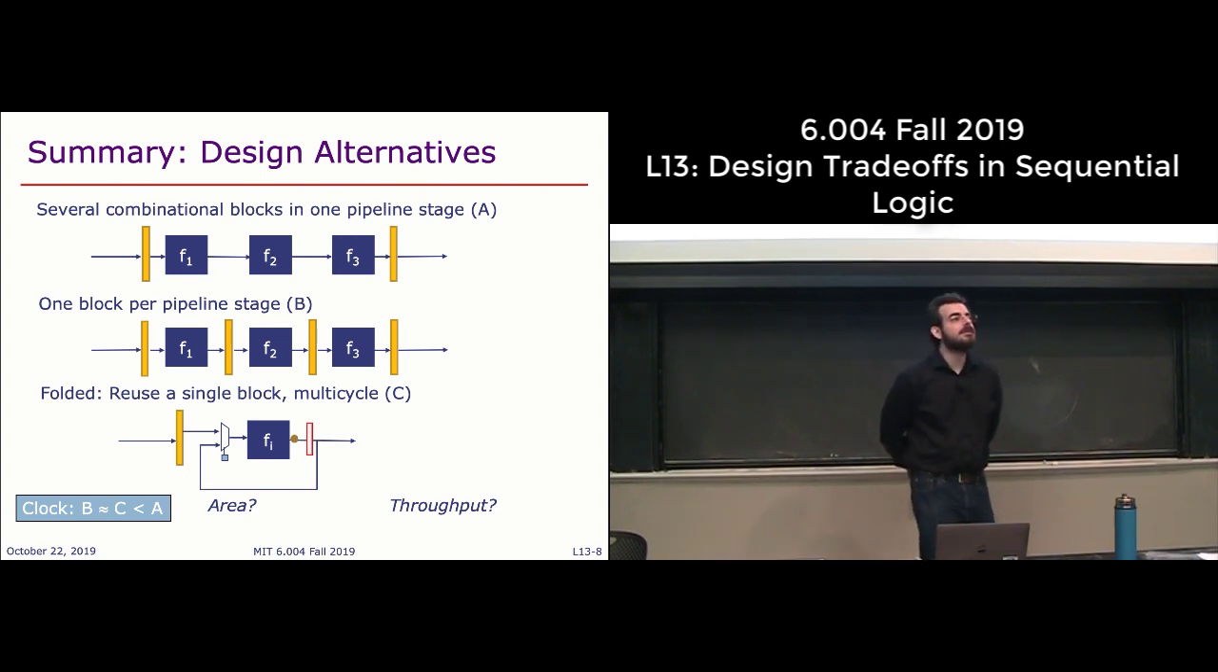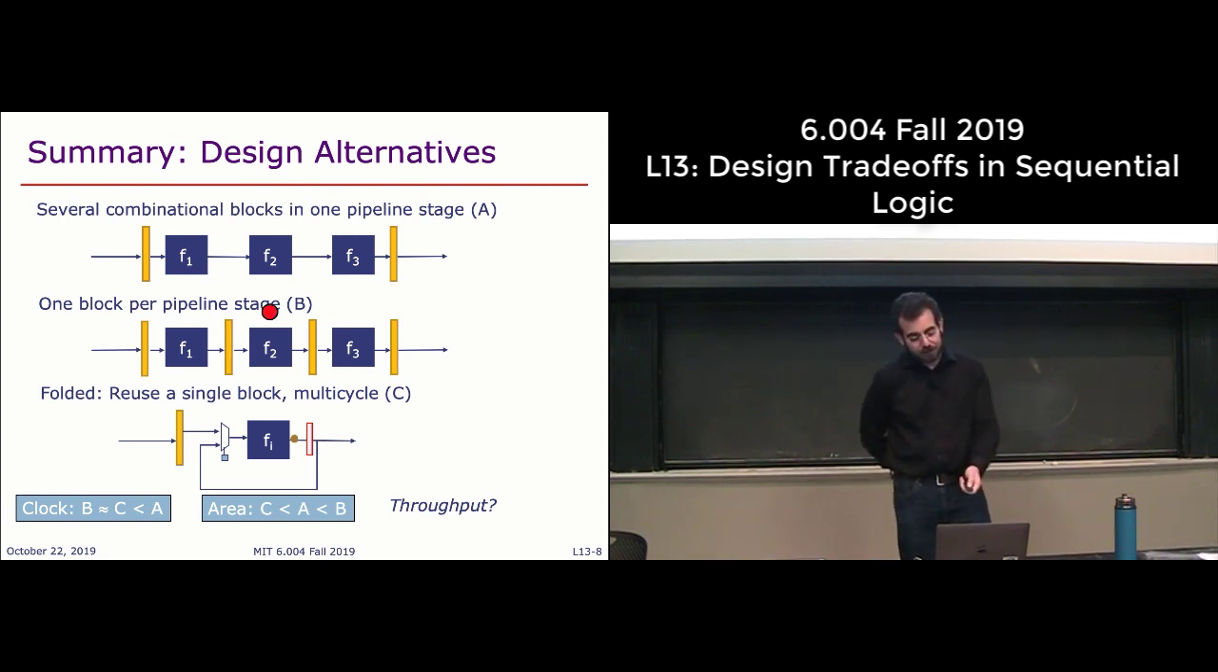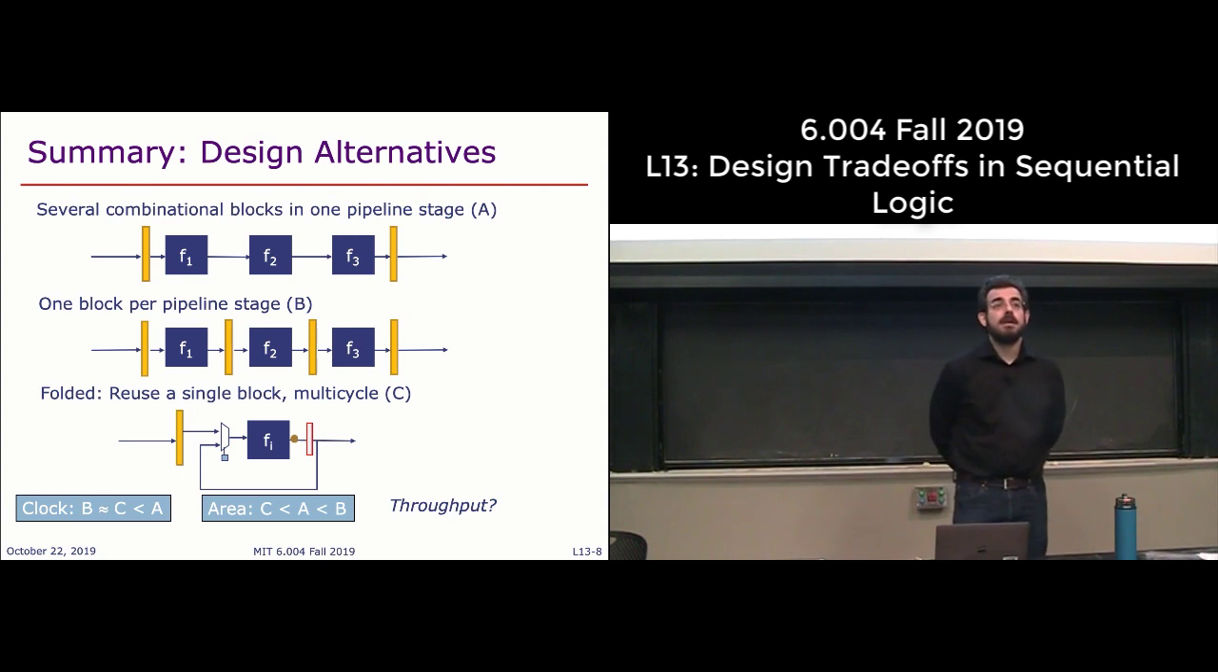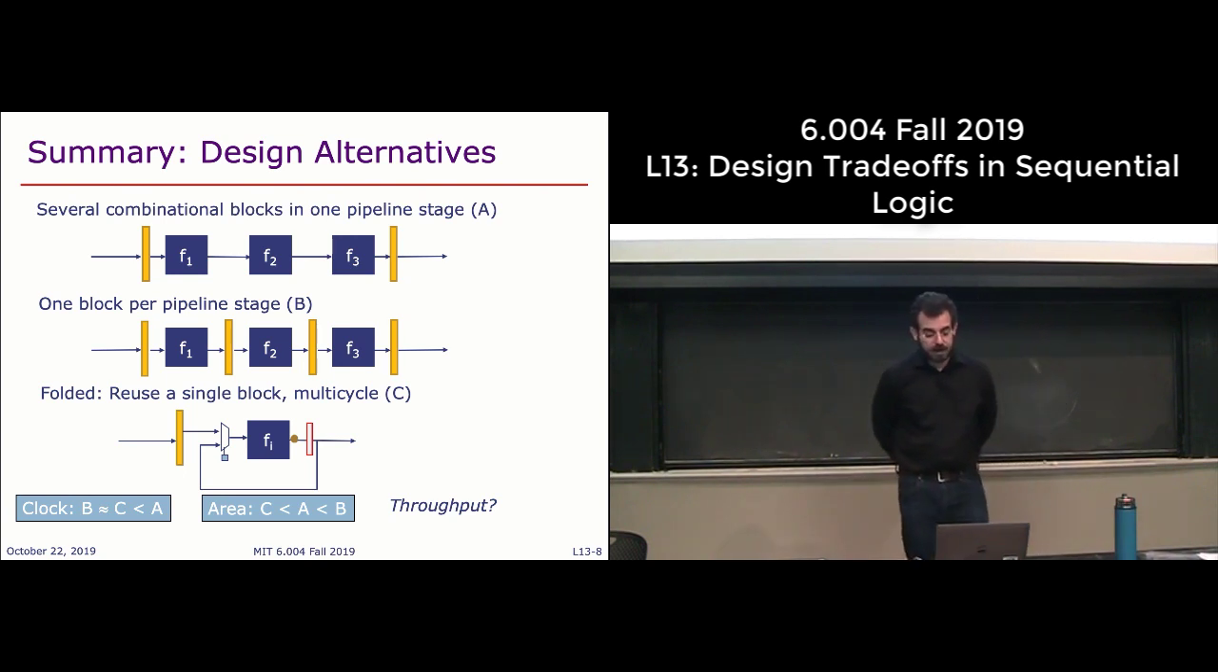How about the area? Which of these implementations is going to have the smallest area? Is going to be the most area efficient? C, exactly. And then, between B and A, well, B is always going to be the most expensive, right? Because we're adding all these pipeline registers, and so that's always going to add some area. But A and B often, if your combinational logic blocks are large, are about the same area.